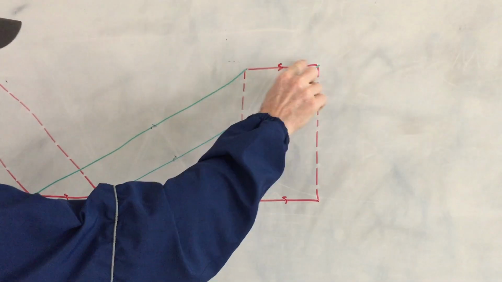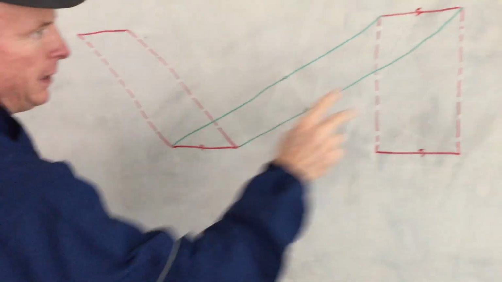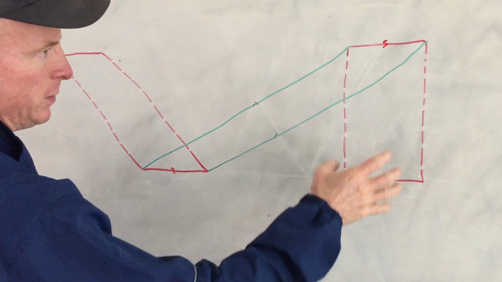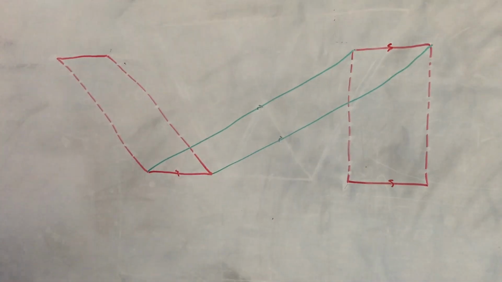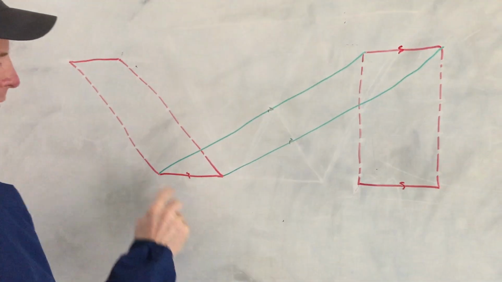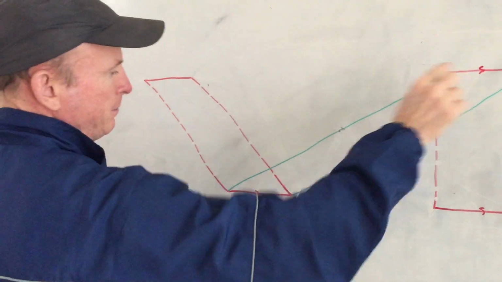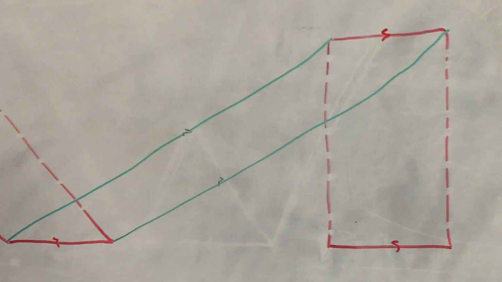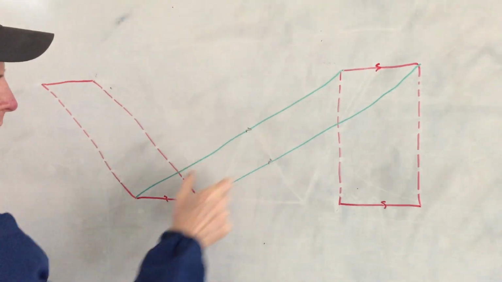Okay? So being on the same base, this parallelogram and this parallelogram on the same base and in the same parallels, they're equal to each other. This is equal to this. Okay? Now, look at these two parallelograms on the same base and in the same parallels. Therefore, they're equal to each other. Okay? So this is equal to this.